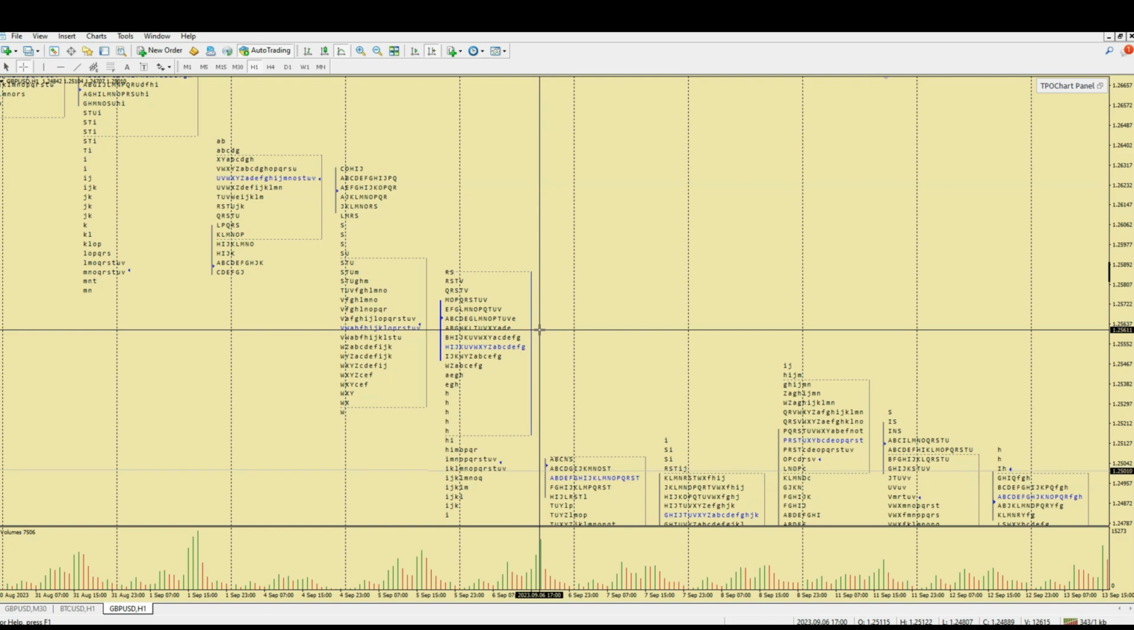So I think as traders, we want to be able to take note of these occurrences, and likely they're going to be significant.